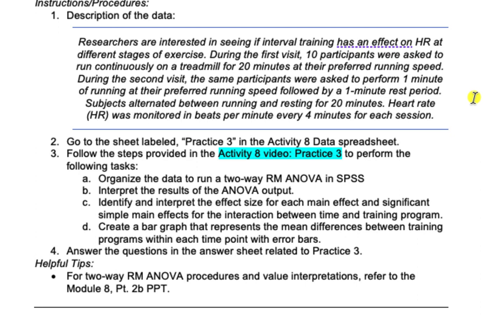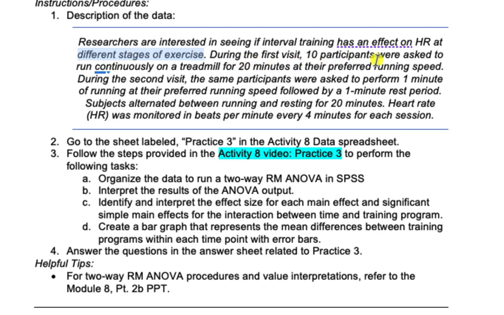For the description of the data set that I've given you, researchers are interested in seeing if interval training has an effect on heart rate at different stages of exercise. So right off the bat, we get a glimpse of what our independent variables are. Seeing if interval training has an effect, right? So interval training or some type of training program is likely to be an independent variable. Effect on heart rate suggests that heart rate is our dependent variable. At different stages of exercise, so stages or time points might also be another independent variable.